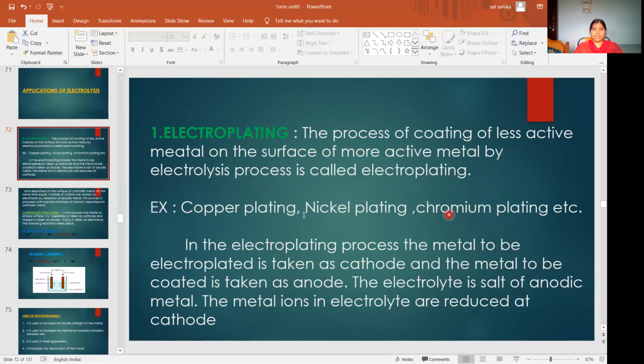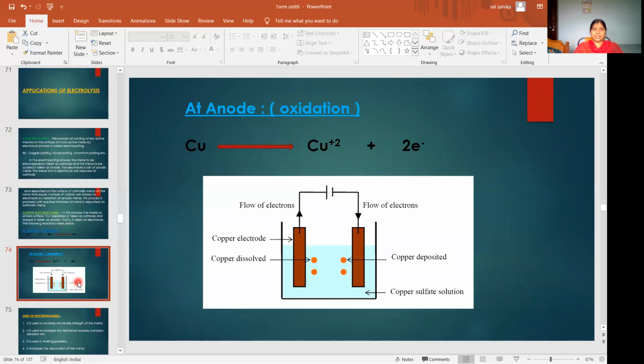So if you want to do nickel plating, your anode will be nickel. If you want to plate chromium, the anode will be chromium. So whatever metal you want to coat on the other metal, that metal will be taken as the anode. Okay, this is about electroplating. In that electroplating, we discussed copper plating.